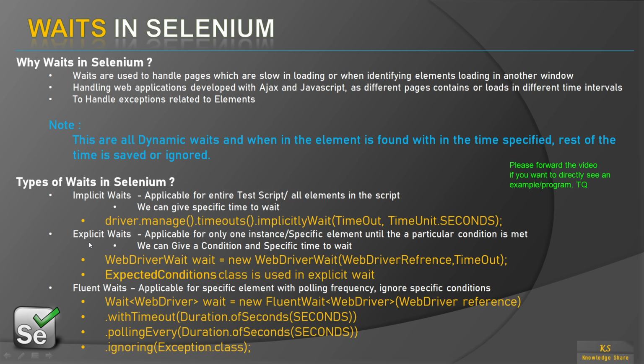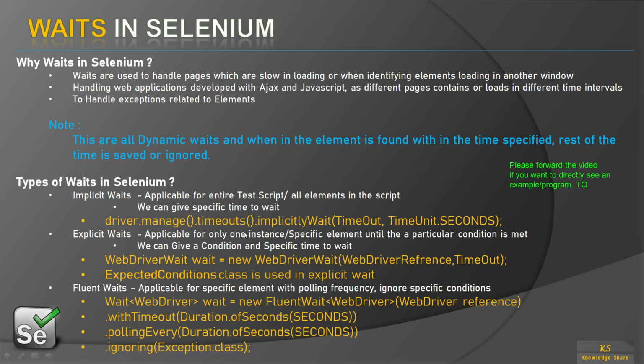Next, coming to explicit waits. Explicit waits have more features compared to implicit wait. In explicit wait, you can give a condition as well as a specific time to wait. So what are these conditions? These conditions might be wait until the element is found, or wait until the element is visible, or wait until the element is clickable. All those conditions you will have in that class. We'll see it in an example clearly.